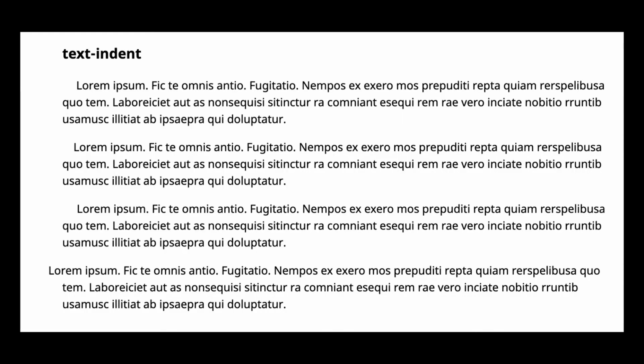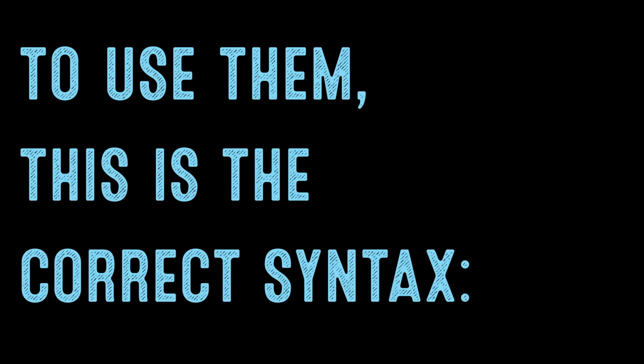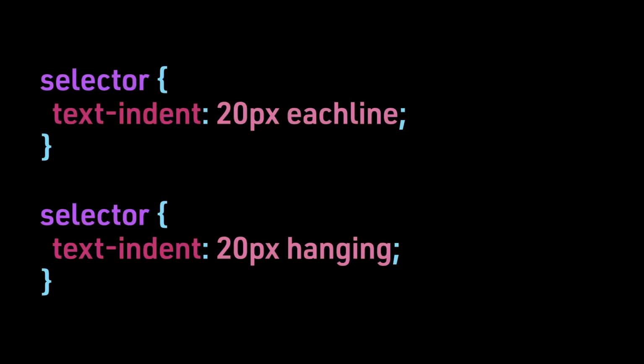When you are adjusting the width of the browser, you can see how the percentage value changes and the amount of indentation changes. With regards to experimental values, if you were to use them, this is the correct syntax. Selector, text-indent, 20 pixels, or whatever length desired, each-line. Selector, text-indent, 20 pixels, or whatever length desired, hanging.